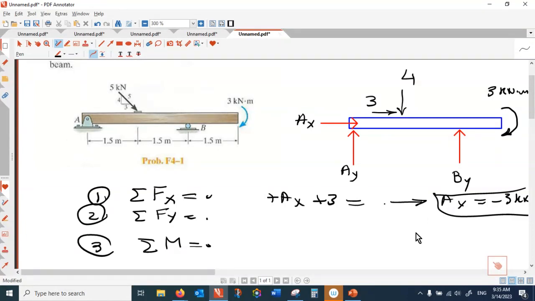Vertically speaking, second equation, how many vertical forces are there? Plus AY, minus 4, plus BY, equal to 0. So this equation cannot be solved at this stage because it has two unknowns in it. Maybe before solving that one, we go for solving the third equation.